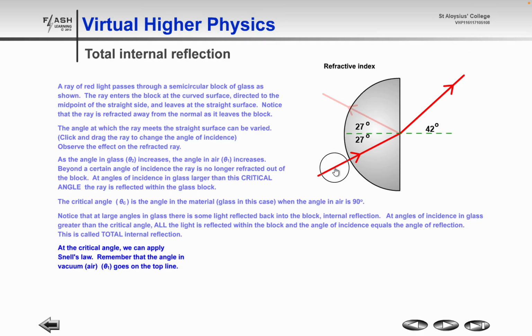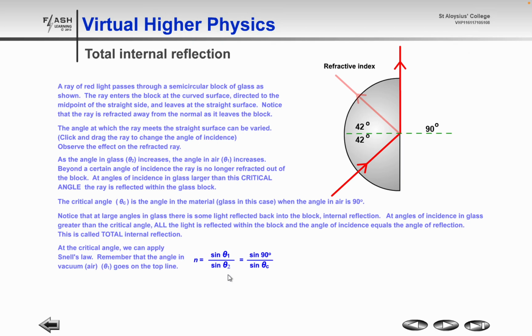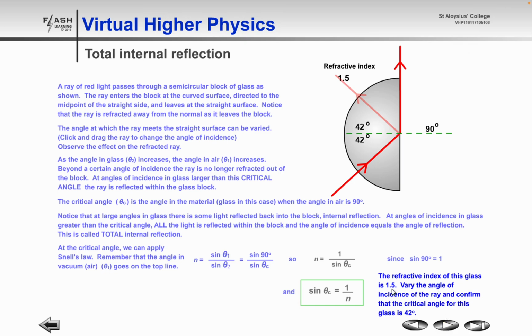Now, at the critical angle, we can apply Snell's law and derive a formula for the critical angle. So n is sine theta 1 over sine theta 2. Theta 1 is always the angle in air, so at the critical angle, that's 90 degrees, so that's a definition. The critical angle is the angle in the medium when the angle in the air is 90 degrees. So theta 2 becomes theta c, the critical angle, as a special case for this formula. And the sine of 90 is 1, and so you can write that n is 1 over sine theta c, and rearranging that, we get a formula for what's called the critical angle: sine theta c equals 1 over n. In this case, the refractive index is 1.5, and we can verify the angle is 42 degrees, as we'd expect. So if you plug the 1.5 in there, do the inverse sine, you get theta c is 42 degrees.